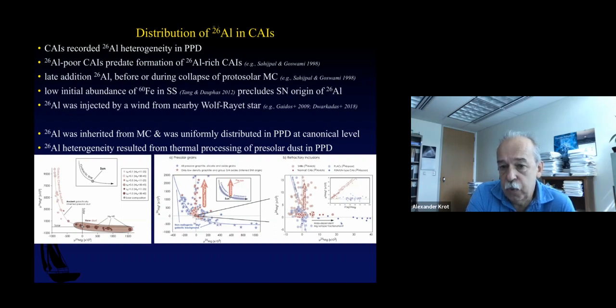So according to this process, in principle, you can explain differences in initial aluminum-26 to aluminum-27 ratio between the CAIs. But they made one step forward. They said that aluminum-26 in the solar system is heterogeneous as a result of this unmixing. So that's all I have for aluminum-26.